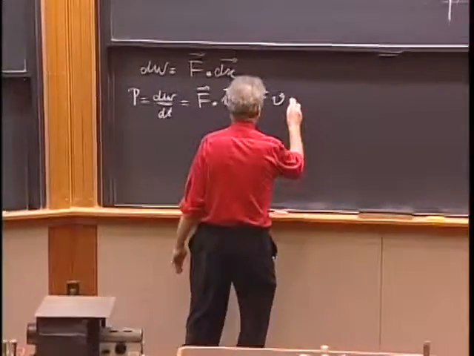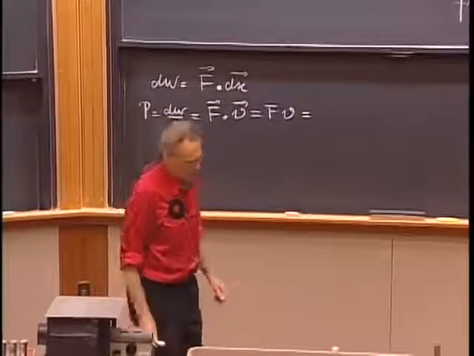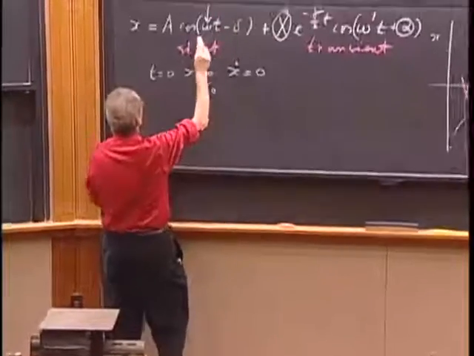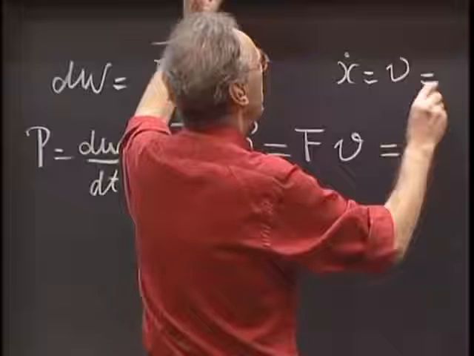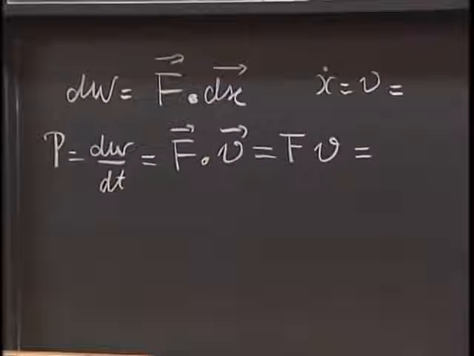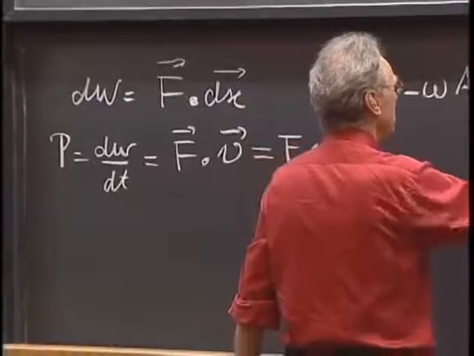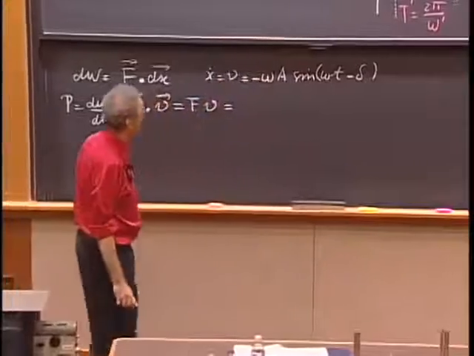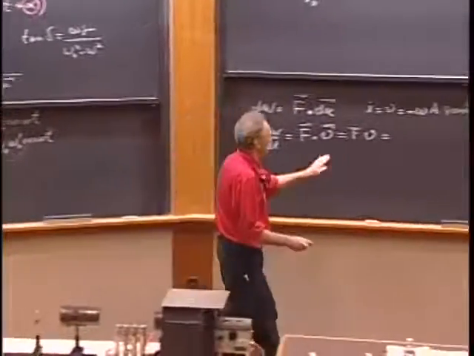So now, I have to know what the velocity is in the steady state solution. Well, that's easy, because I go to the steady state solution here, and I calculate what x dot is. So I'll put that here, x dot, which is v. So the derivative of cosine omega t is minus omega times the sine. So I get minus omega times A times the sine of omega t minus delta. But that's the velocity. But I know what the force is. That is F0 cosine omega t.